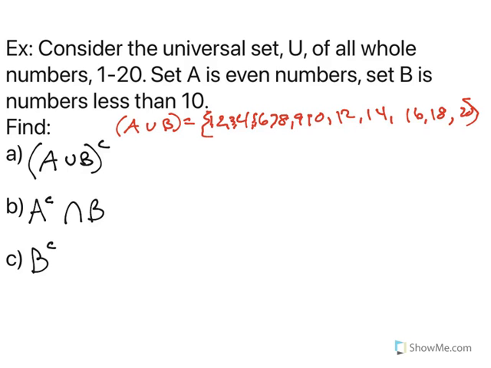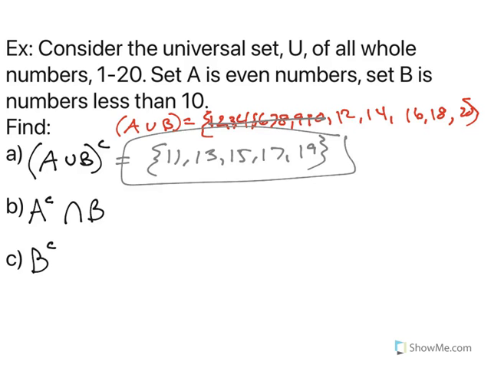So that means the complement of that is everything else. So if I think about numbers 1 through 20, well, I've got 1 through 10, so 11, 13, 15, 17, and 19. And there is the complement. So sometimes it is definitely helpful to write out what you know so that you can say, okay, now I can use what I know to find what I need.